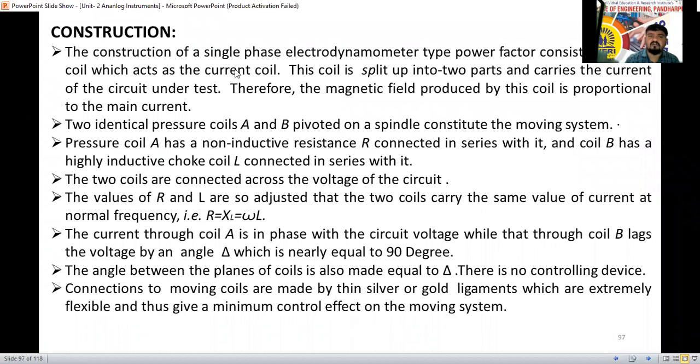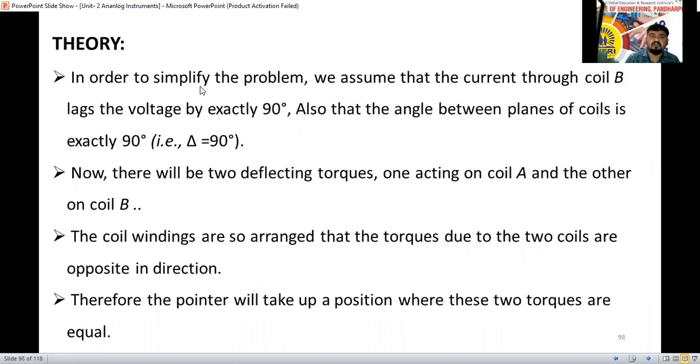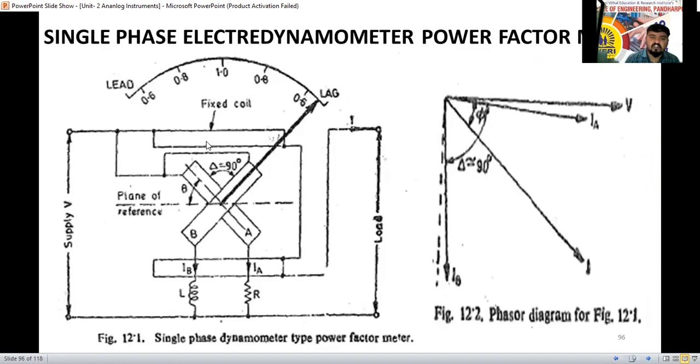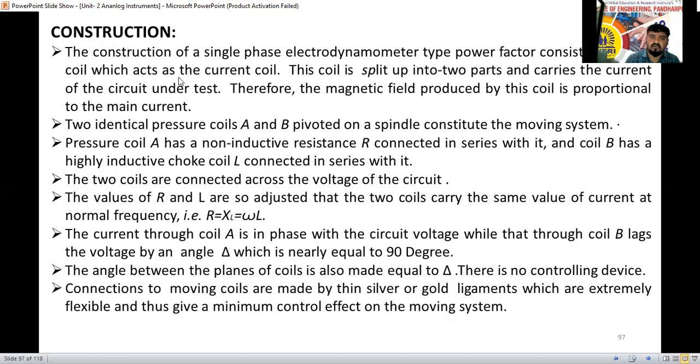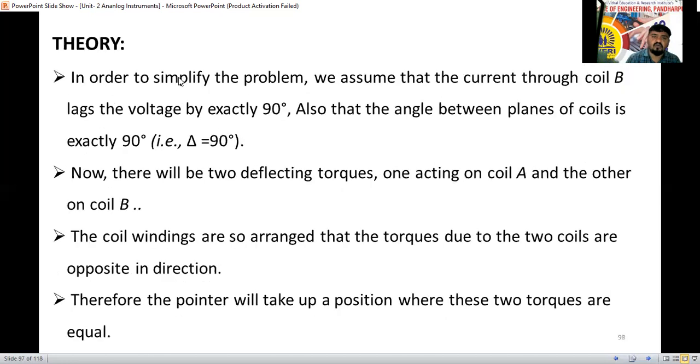The construction of a single phase electrodynamometer type power factor meter consists of a fixed coil. It consists of a fixed coil which acts as a current coil. Now here this is the current coil. The fixed coil is there. It is a current coil, and these two are the moving coils. Those are the potential coils or pressure coils. We are going to call that one here. That fixed coil is there.